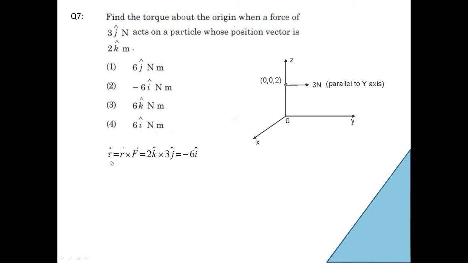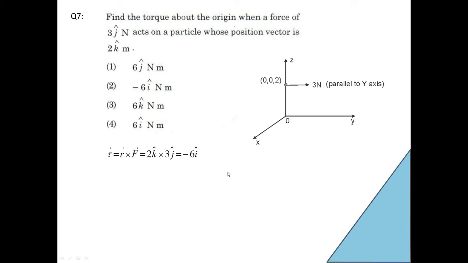You know the formula for the torque tau as r cross F. r is the position vector of this particle. Its x coordinate and y coordinate are 0 because it is on the z axis, so 0, 0, 2. So r is 2k cap, cross F which is 3j Newton. Multiply 2 into 3, 6. k cross j is minus i, because j cross k is only plus i, but here the order is changed. So k cross j, when the order is changed, you have to put a minus symbol. So minus 6 i cap.